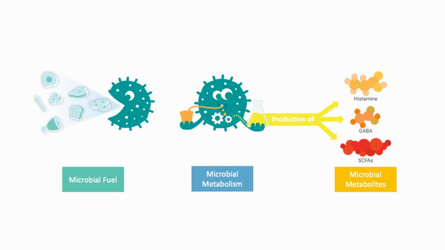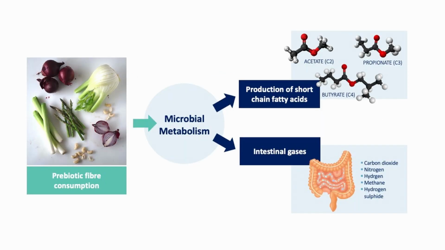And just like human beings, once those organisms have utilized and processed their fuel, they will then expel byproducts. These byproducts are known as, you guessed it, microbial metabolites. The types of microbial metabolites are diverse. As a general rule, if microbes are fueling themselves with fiber, mostly beneficial metabolites called short-chain fatty acids will be produced, along with some intestinal gases.